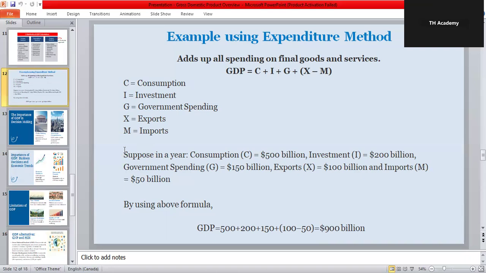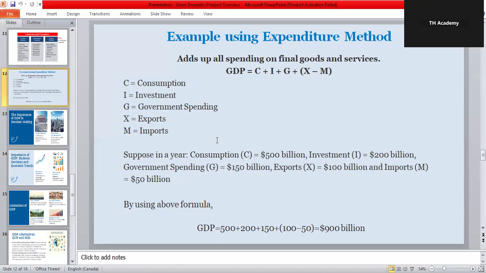Here is the condition. Suppose in a year, consumption, investment, and all the values are given. So what we have to do is find the value of GDP using this method. By using this formula, GDP equals C plus I plus G plus net exports, that is X minus M. So when you put these values in the formula, we get $900 billion. So that's how economists calculate GDP in real life using spending data. I hope you guys understand this example.